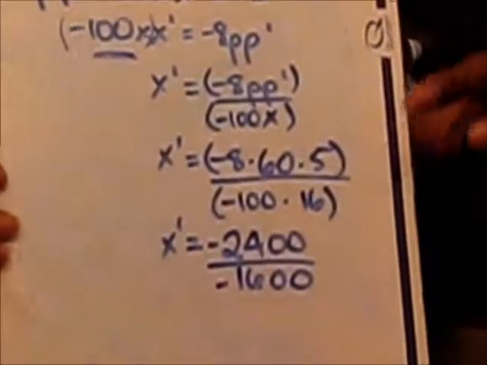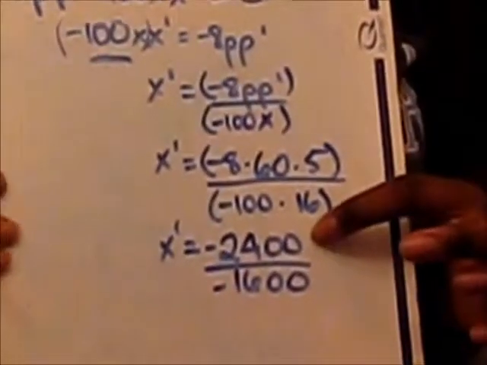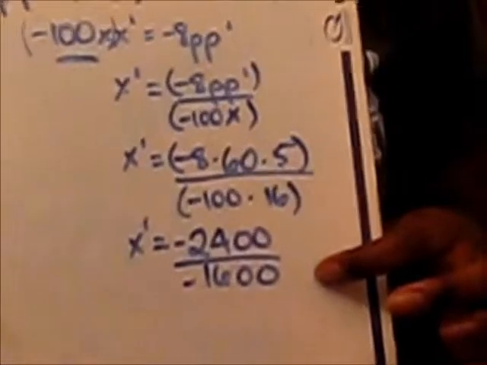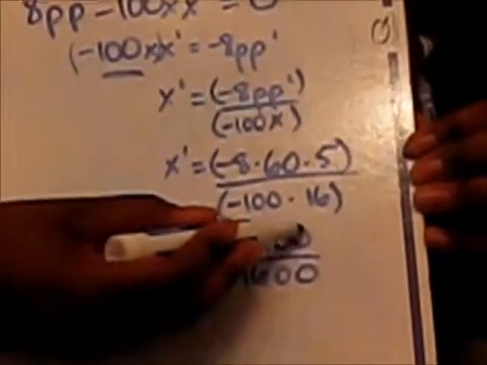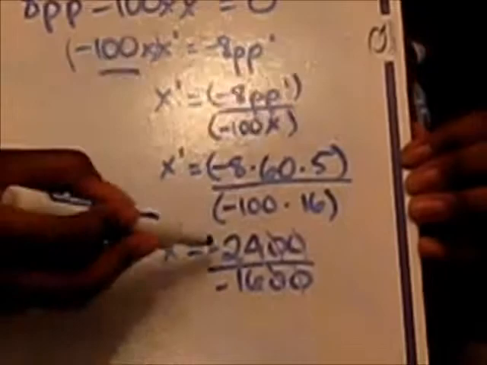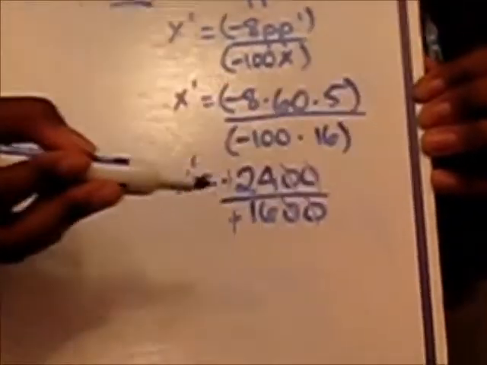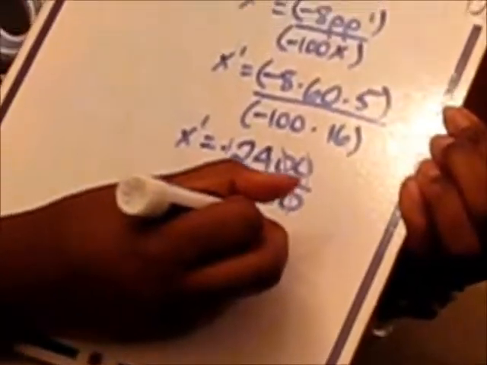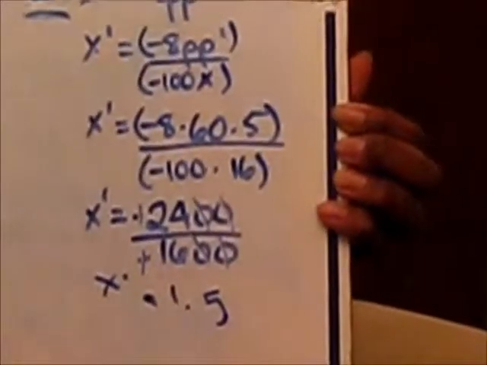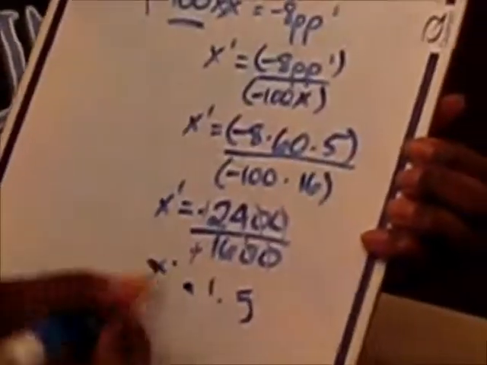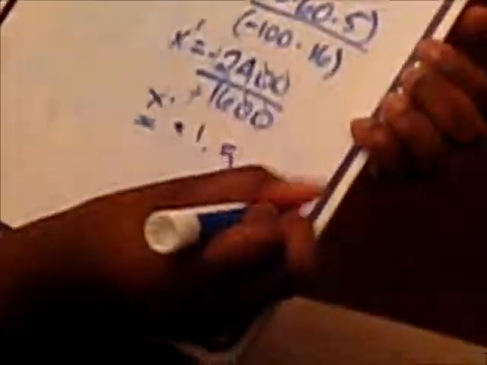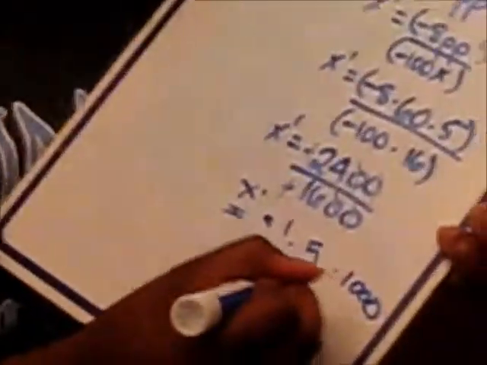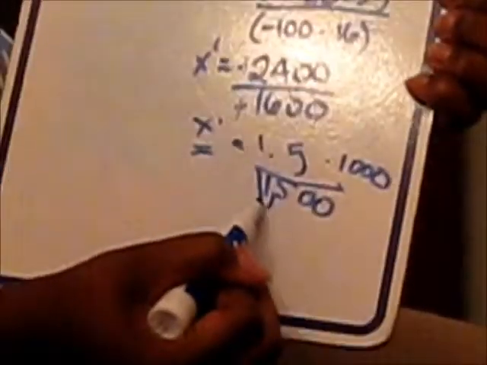You're going to multiply these together just as they're written, and you're going to end up with negative 2400 over negative 1600. Now, of course, we can cancel out these zeros, and then the negative over the negative just becomes a positive. So you end up with x prime is equal to 1.5. Okay, that's not okay. But they also told you that x was measured in thousands. So now you're going to take your 1.5 and multiply it by 1,000. You end up with 1,500, which is your final answer for x prime.